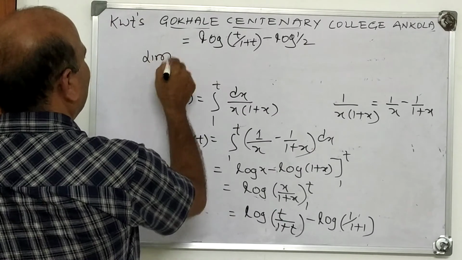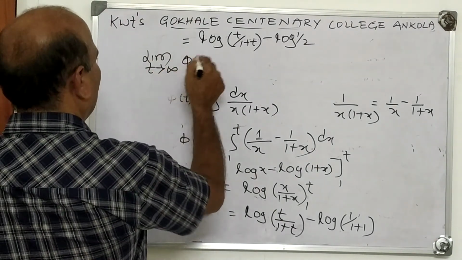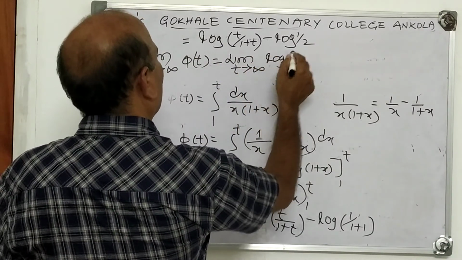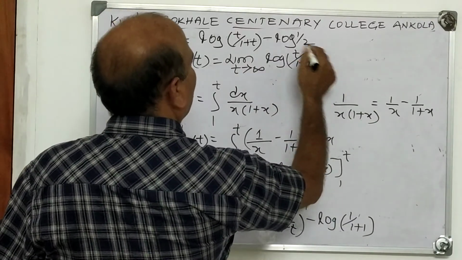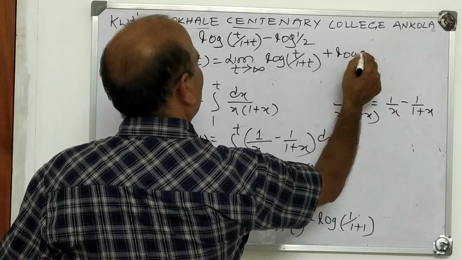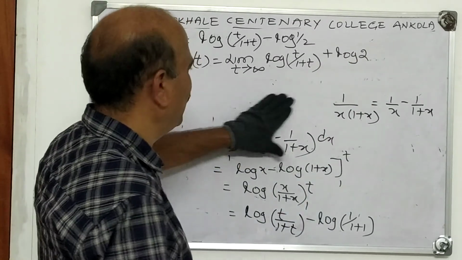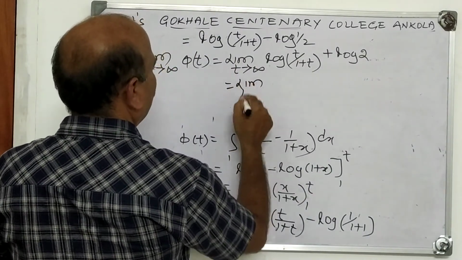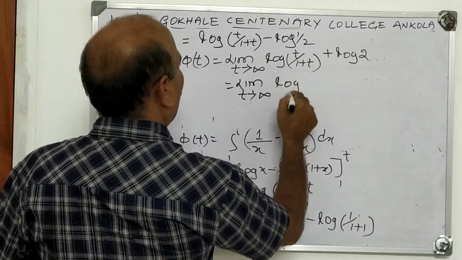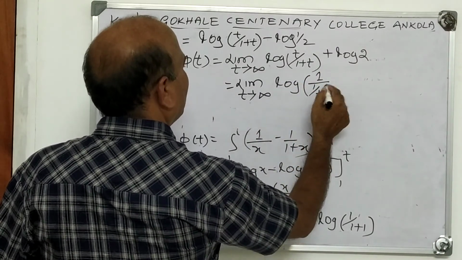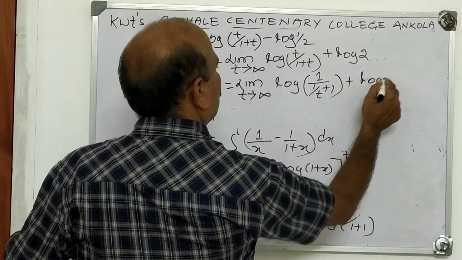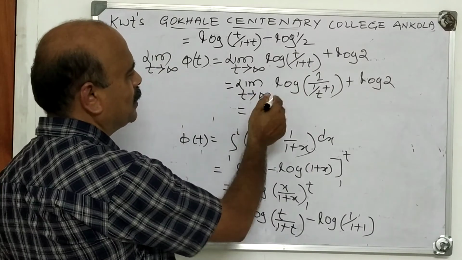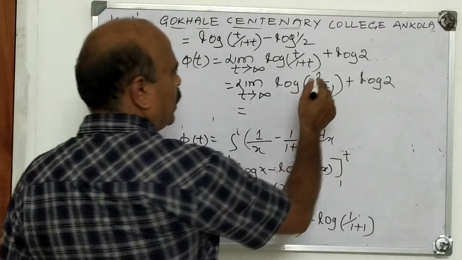Now take the limit as t tends to infinity of phi of t. It is the limit as t tends to infinity of log of t by (1 plus t) minus log half, which can be written as plus log 2. These are some elementary properties of logarithms. Plus log 2. How do you evaluate this limit? Limit as t tends to infinity of log of 1 divided by (1 upon t plus 1), plus log 2, dividing by t here. Because always to take the limit as t tends to infinity, we use 1 upon t tends to 0. 1 upon t is 0.